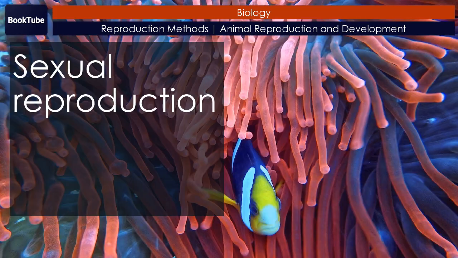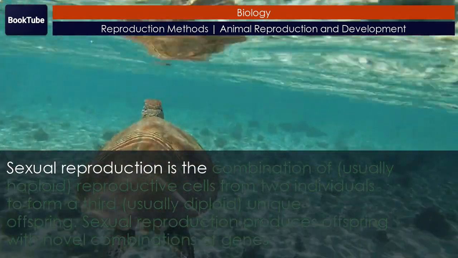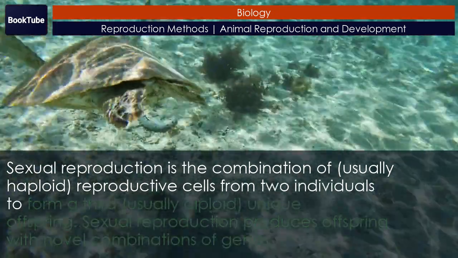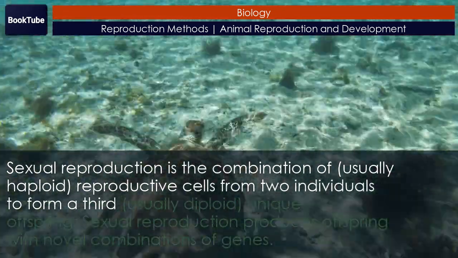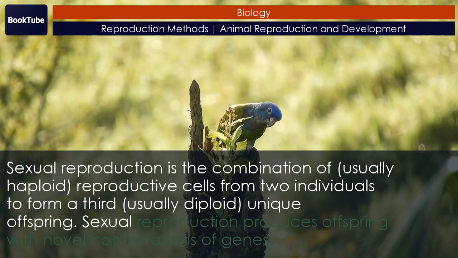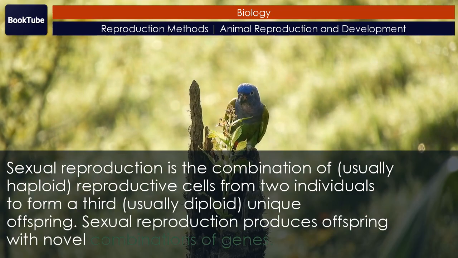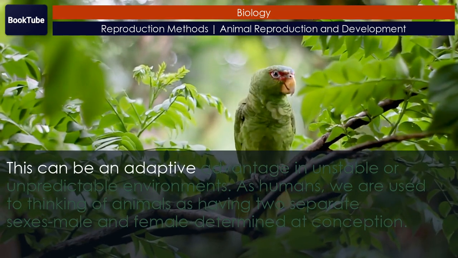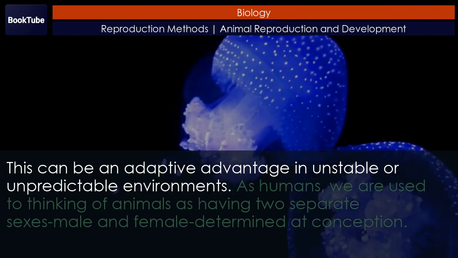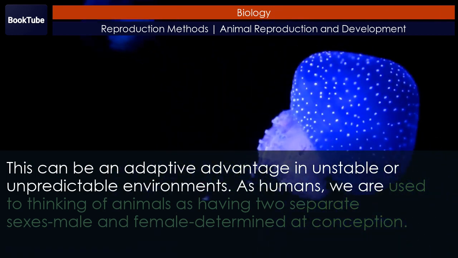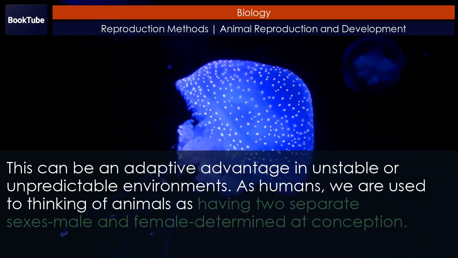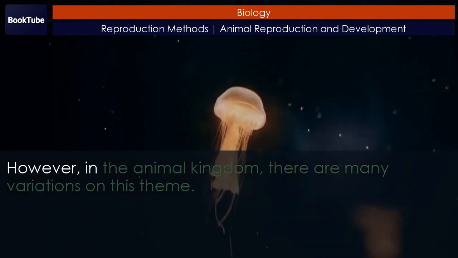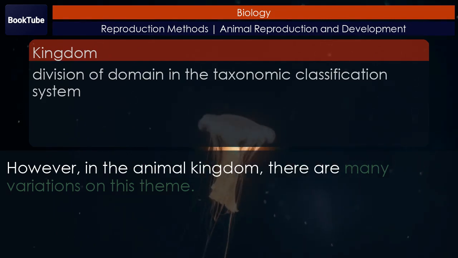Sexual reproduction. Sexual reproduction is the combination of, usually haploid, reproductive cells from two individuals to form a third, usually diploid, unique offspring. Sexual reproduction produces offspring with novel combinations of genes. This can be an adaptive advantage in unstable or unpredictable environments. As humans, we are used to thinking of animals as having two separate sexes, male and female, determined at conception. However, in the animal kingdom, there are many variations on this theme.